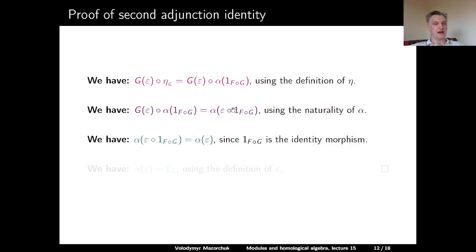So here we have something after identity, so we can just delete the identity because it's the identity morphism. So the whole thing becomes alpha of epsilon. And now we recall that we defined epsilon as alpha inverse of the identity. So alpha of epsilon gives us exactly the identity on G. That's the definition of epsilon. And this completes the proof.